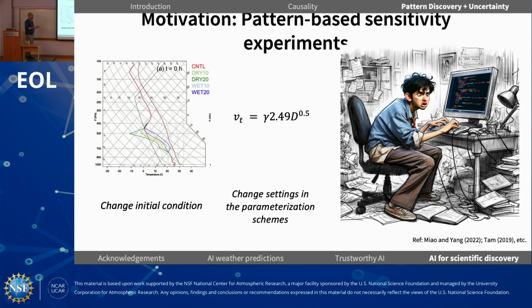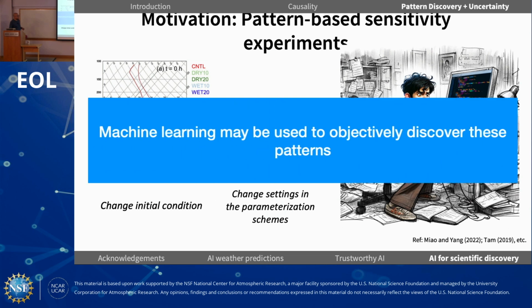I think there's a more advanced type of task, because it's very easy to do simple manipulation in the WRF simulation, like changing the initial condition or the settings in the parameterization schemes. However, if we are dealing with patterns, doing some sort of scientific experiment can be more complicated. First of all, how can we discover those patterns objectively? And we think that machine learning may be used to do that.